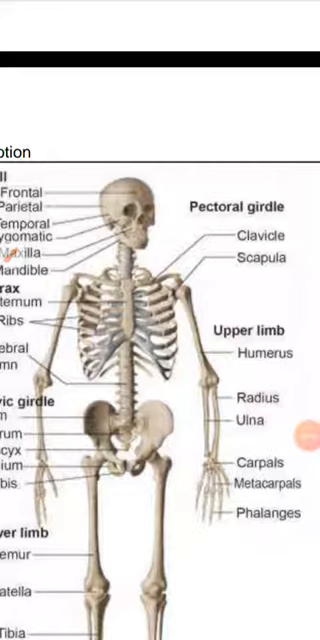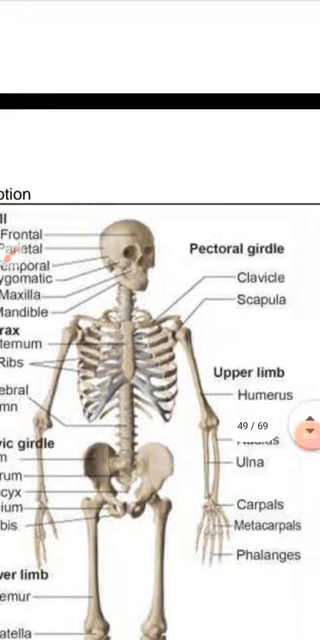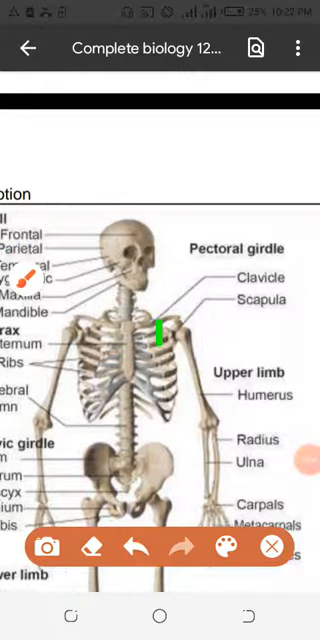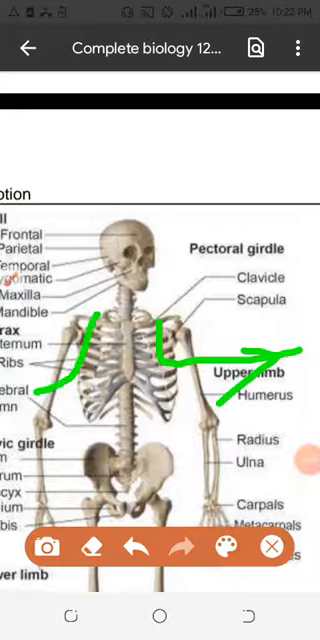Because I am going to tell you the bone which is present just closer to your neck, your shoulder, just the collarbone. This is a collarbone, just the front bone. You touch, these bones are present on both sides. This is the clavicle.